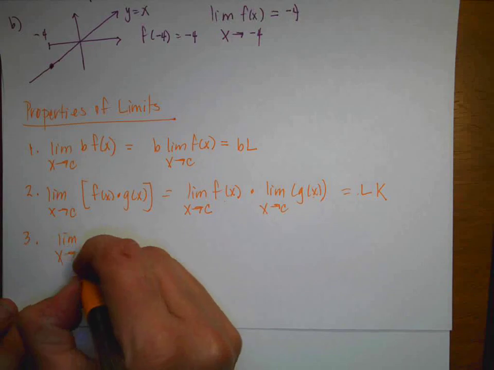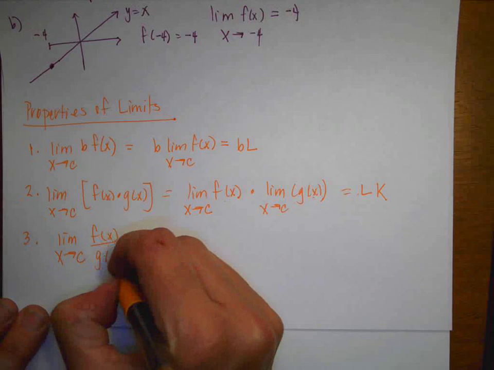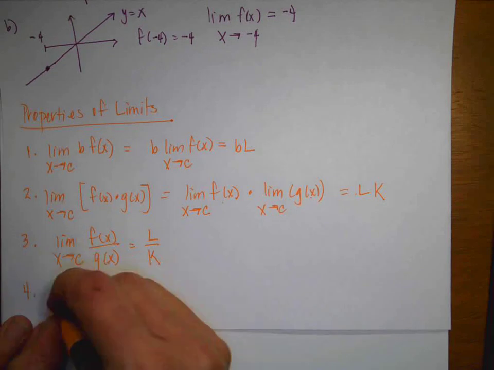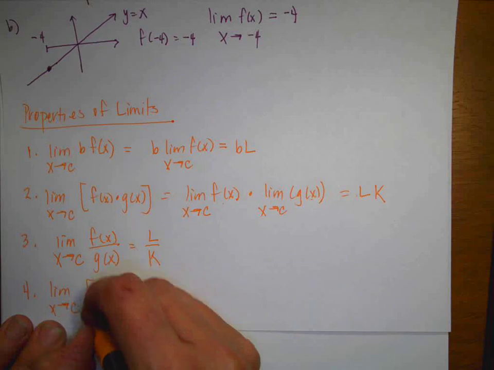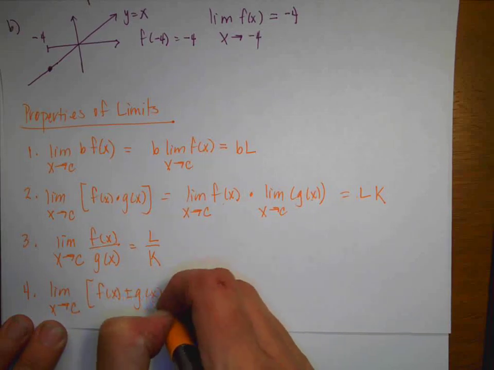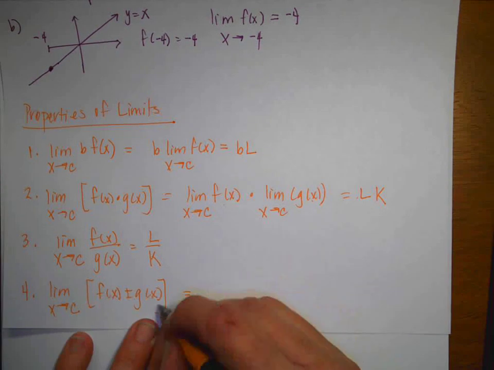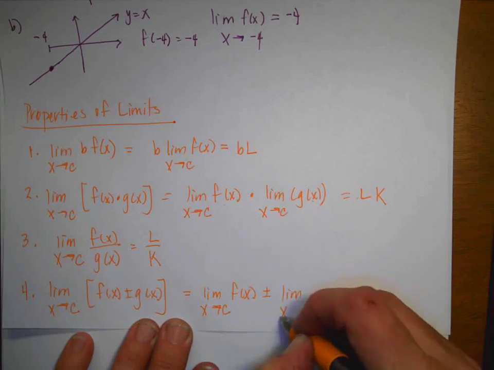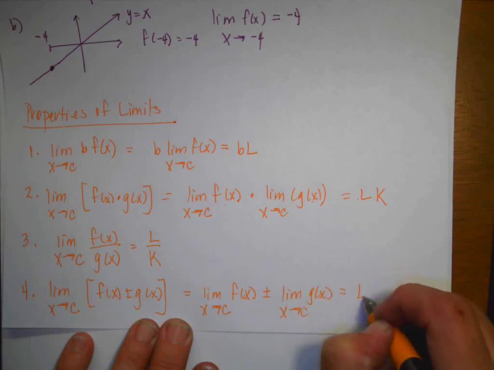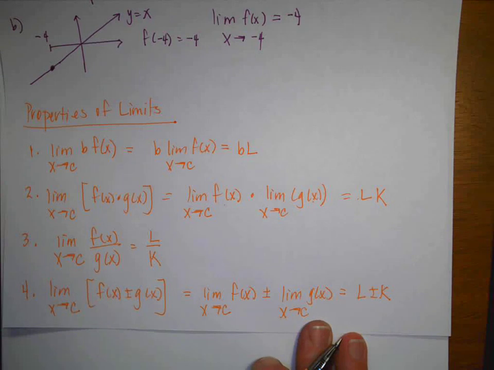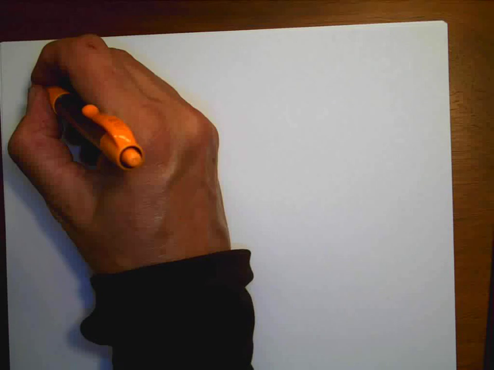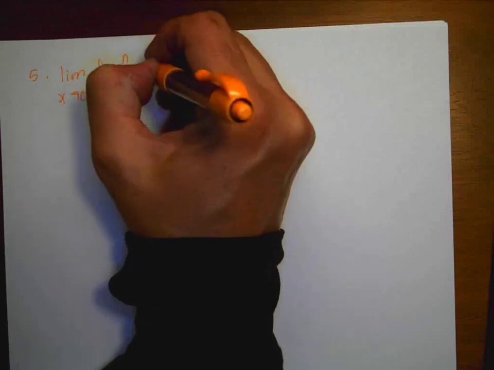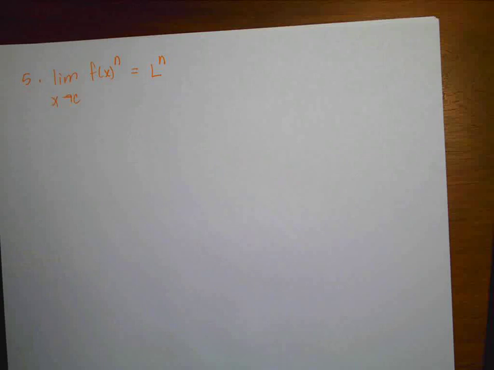Number 3, the limit as x approaches c of a function divided by another function would just be L divided by k. Number 4, the limit as x approaches c of f of x plus or minus g of x, and you're going to guess it, we can split this up: the limit as x approaches c of f of x, plus or minus the limit as x approaches c of g of x, which is going to be L plus or minus k. And then the last one that I have, number 5, is the limit as x approaches c of a function raised to a power is just going to be the limit raised to a power.